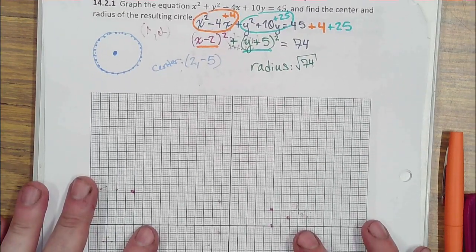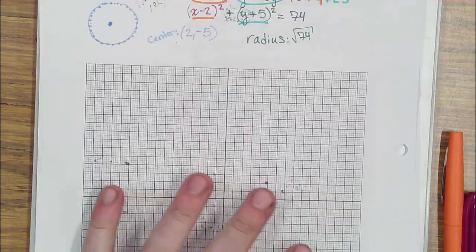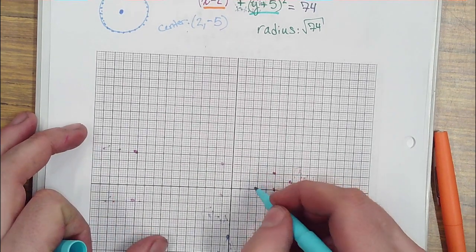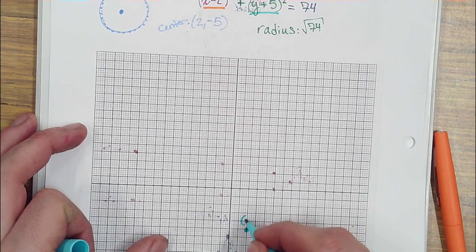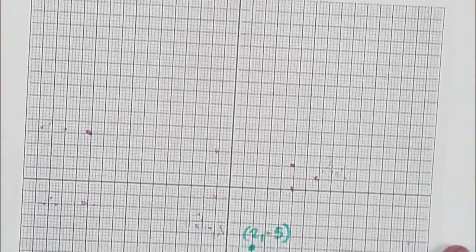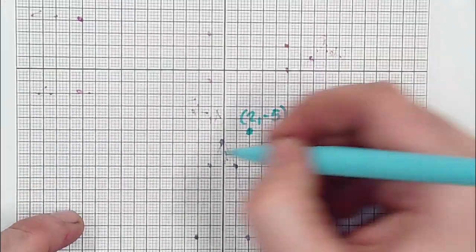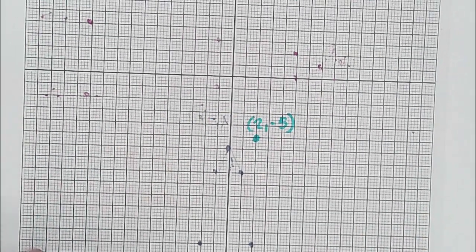So if I look to graph center at 2, negative 5, I know my graph's a little bleed through right now. Our paper that we're using for the end of the year is not very high quality. 2, negative 5 is 1, 2, 3, 4, 5. That's our center at 2, negative 5. Let me zoom in. And we know that if we go root 74 in every direction, we'll get an idea of what our circle looks like, right? That's our radius, root 74. Remember, root 74 is 8 and change.